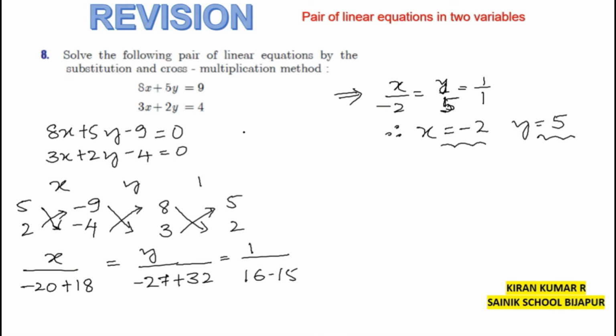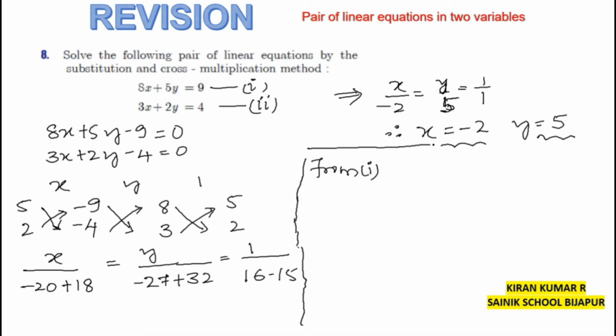Do we get the same thing when substitution method is followed? For the method of substitution, I'll consider equation 1 and 2. I'll name those equations. Now from equation 1, I can write, so let me take equation 2 this time. I can write 3x as 4 minus 2y. So x will be equal to 4 minus 2y divided by 3.